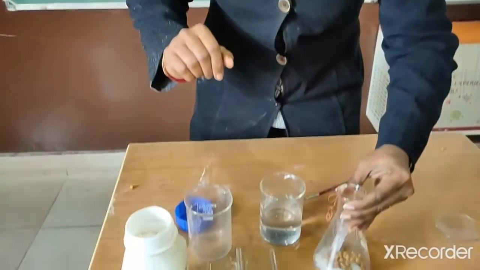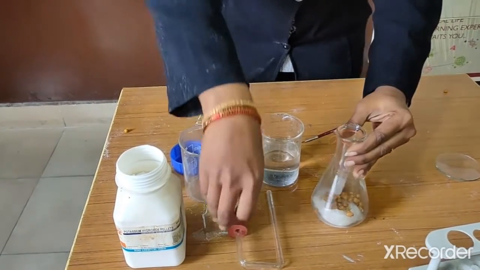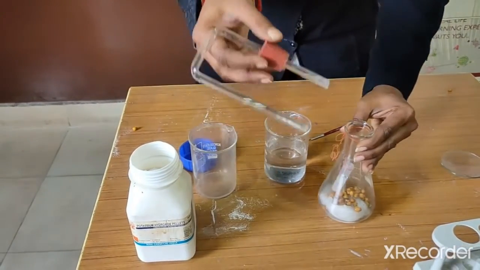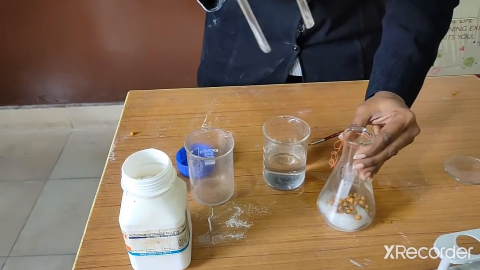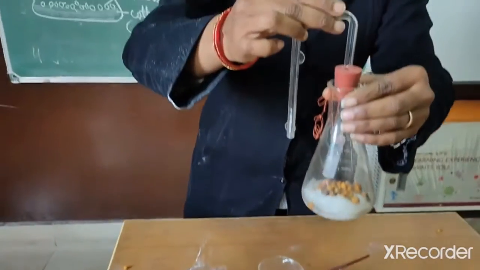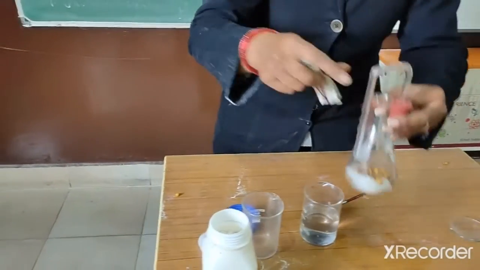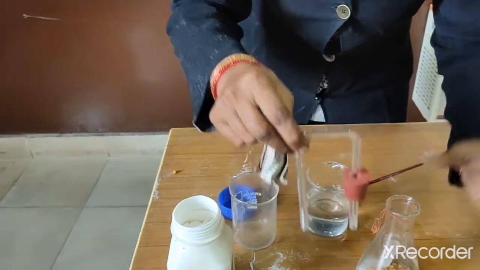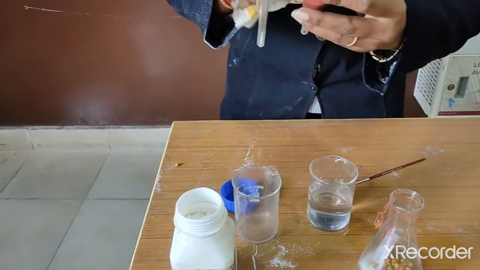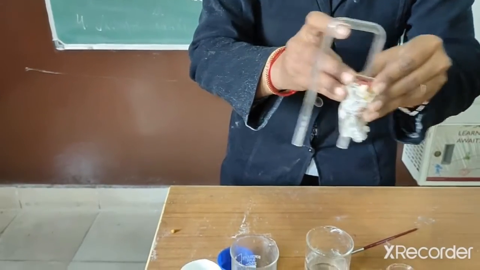Now the very important thing is we have to make this apparatus airtight. There should not be any air. For this we will be taking this cork, as you can see, and we will be putting it in this. If it is loose, then I have to make it airtight. So I have used a piece of paper just to make it airtight.